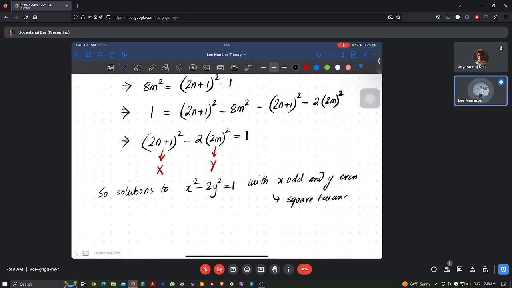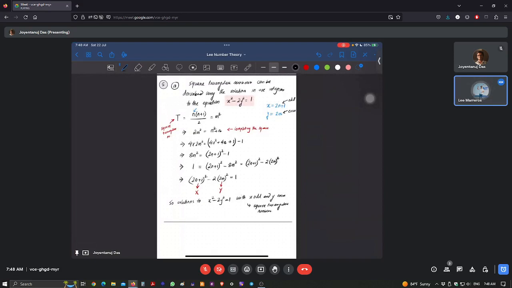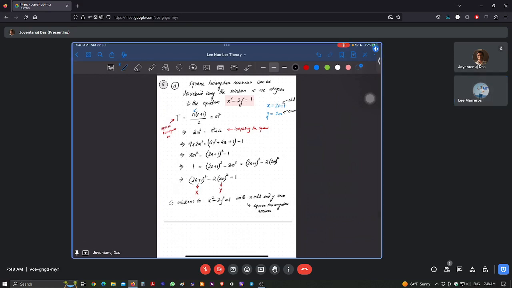So after we equate square numbers to triangular numbers, we can conclude that x is an odd number and y is an even number. That is the conclusion. So if I want to find solutions to this equation which correspond to a square triangular number, that forces x to be odd and y to be even. Other than that, the other solutions we cannot equate to a square triangular number.